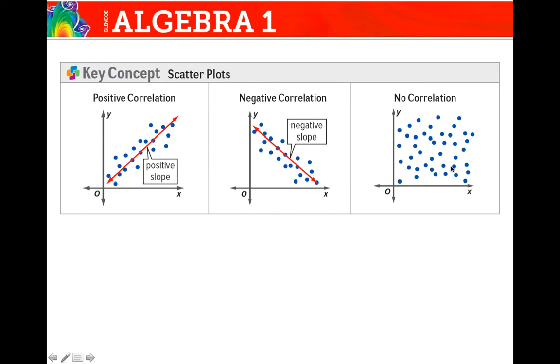And then we also have no correlation. I like to think of it like the stars in the sky. You could connect the dots. There's no rhyme or reason to the pattern or the relationship. It could be comparing the temperature outside and the color of your shoes. Something that's just completely random.